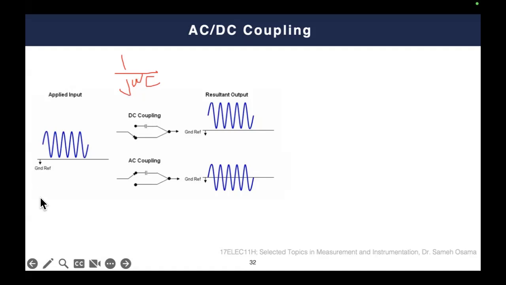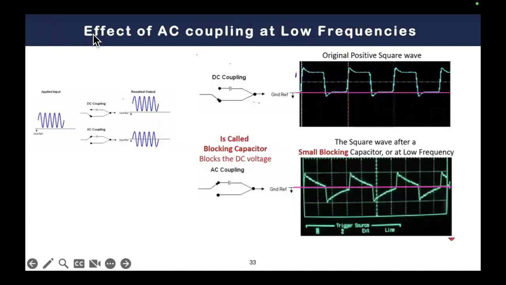But what happens if we are working at a relatively low frequency? What will happen, my dear students, is something like this. So this is a square wave, and we will discuss later on why we choose a square wave. The square wave looks like this in the DC mode. It looks relatively nice. We have a square wave with sharp edges. Everything is very nice, and it's DC shifted. That's why we have a DC offset, as you can see.